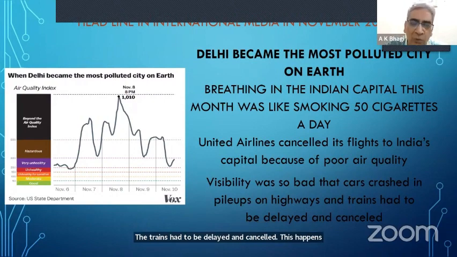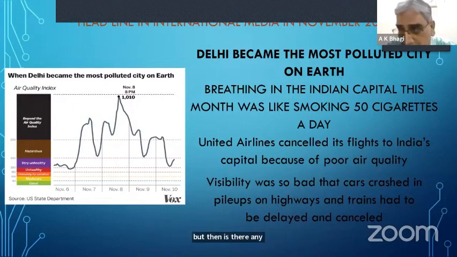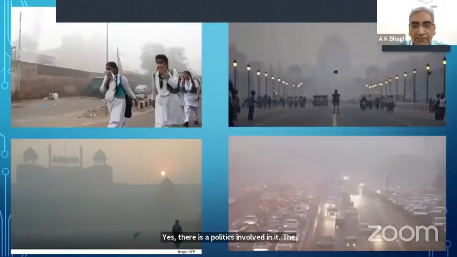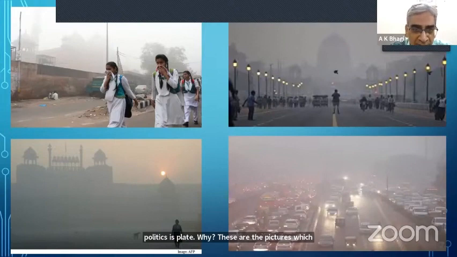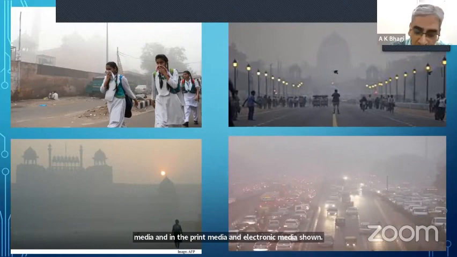I have taken the headlines of once, but then is there any politics involved? Yes, there is politics involved in it. World politics is played. Why? These are the pictures which were also posted in those days on social media and shown in print media and electronic media. This is how Delhi looks. What is its impact?